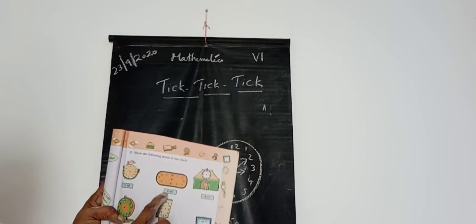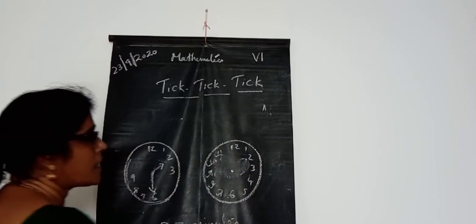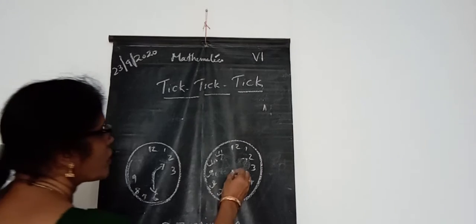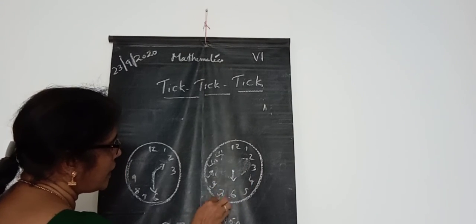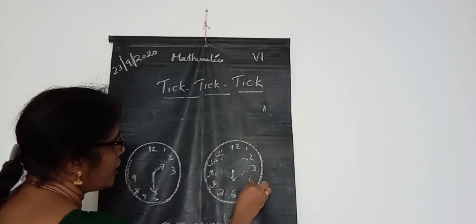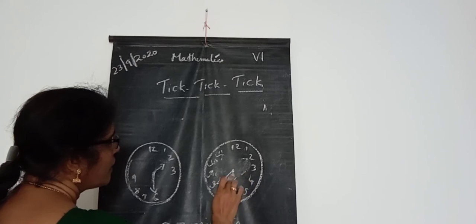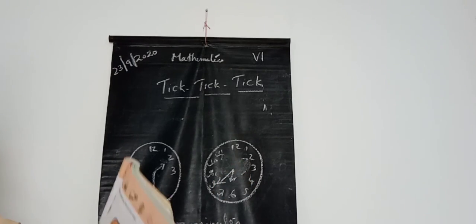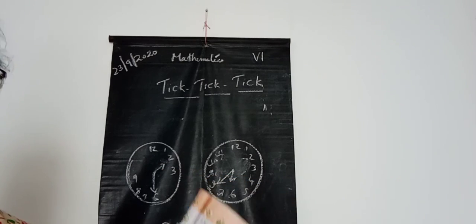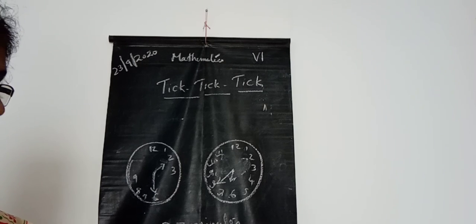6:40. 6:40 means you have to draw like this. 6:40 means hour is 6, isn't it? So small hand is 6 and 40 means 10, 15, 20, 25, 30, 35, 40. So you can draw like this. Then now the time is 6:40. Okay, children. So you can take this also as homework. You have to draw small hand and minute hand of the clock. You have to draw it, children.